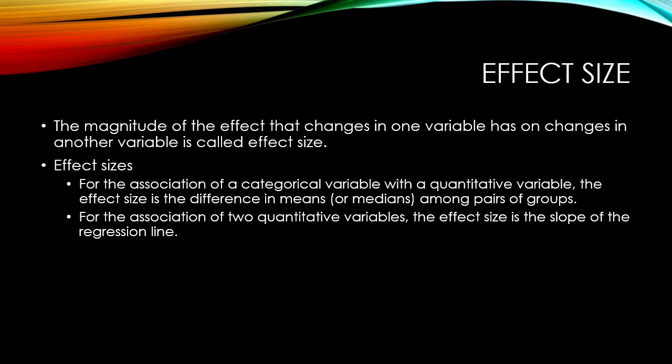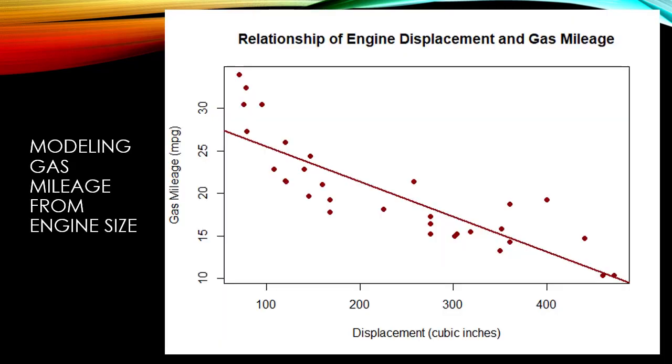For the association of two quantitative variables, the effect size is the slope of the regression line. Imagine if we are looking at the displacement or size of the engine and how that will influence gas mileage. The regression line can provide for us an estimate of the size of that effect. The slope of that line, more specifically, tells us how much change there is in the response variable for every unit change in the explanatory variable.